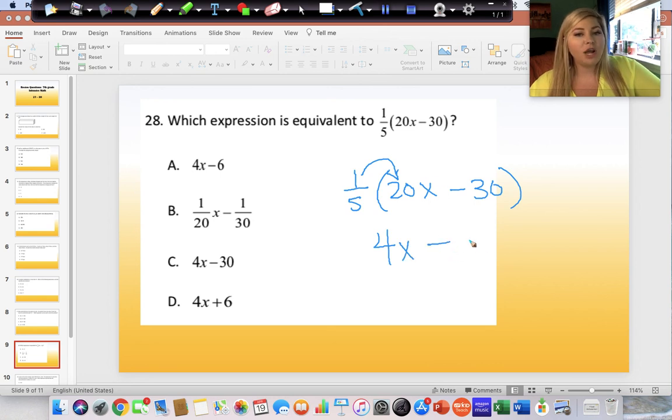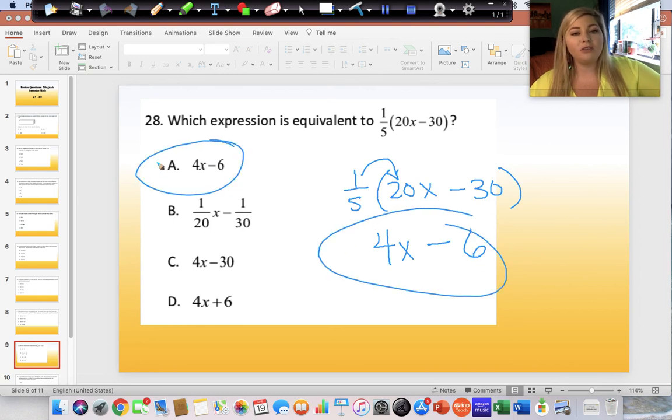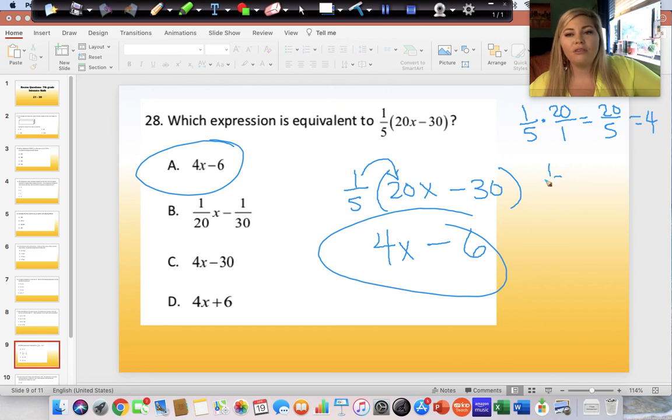We're going to keep our subtraction sign because these are both positive numbers. And then we're taking the 30 and we're going to divide it by 5. 30 divided by 5 is 6. So our answer is 4x minus 6, which is A. Now, you could have multiplied like this, and 20 times 1 is 20, and 5 times 1 is 5, and got 20 divided by 5, and then got your 4. You could have also done it with your 30.